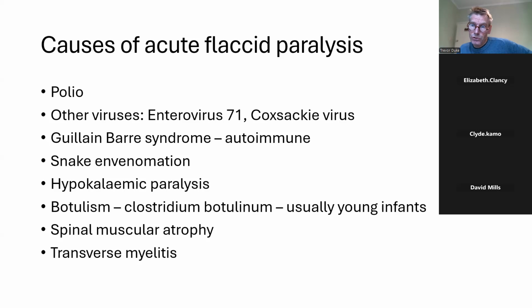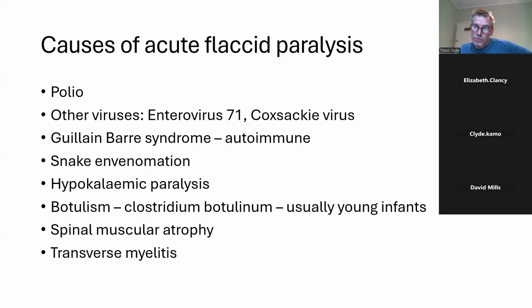Enterovirus 71 is a neurotropic enterovirus that often causes a sort of brainstem type encephalitis particularly in children in Asia, but it can cause acute flaccid paralysis. There are other viruses that can do it as well. And then Guillain-Barre syndrome, which we don't really know the cause, but it's some sort of autoimmune condition, often associated with Campylobacter, but not always. And then if you see a child with acute flaccid paralysis, always think of snake envenomation. That also causes hypotonia, similar to that.